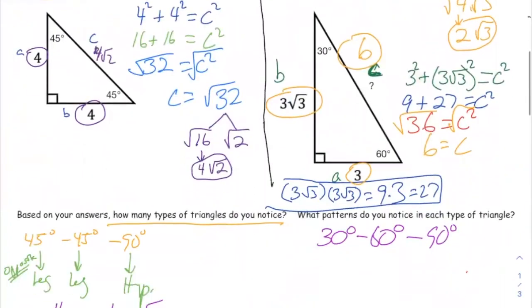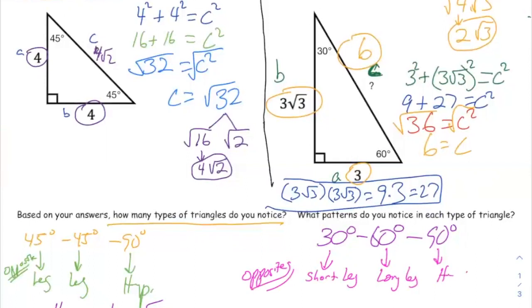Cool. So opposite of the 30-degree angle, we're going to call it the shorter leg. Opposite of the 60-degree angle, that's the medium side, which is the longer leg. So opposite of those angles. And then opposite of the 90-degree angle is the hypotenuse.